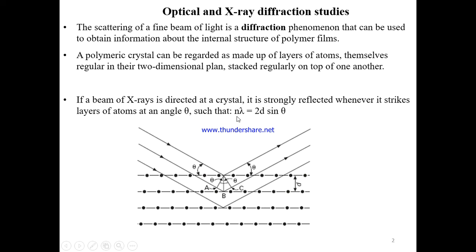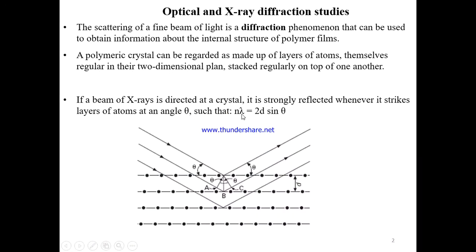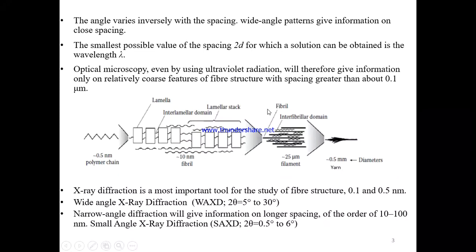Now you can go through the Bragg's law in detail from your school or junior classes, to see how optical and X-ray diffraction can be explained by Bragg's law. Lambda is the wavelength either of visible light, the optical ray, or of the X-ray, which you have used for the structural investigation. Now the angle varies inversely with the spacing. If you look at this formula, the angle theta varies inversely with the spacing d, that is, inversely proportional. So a wide angle pattern gives the information of close spacing.